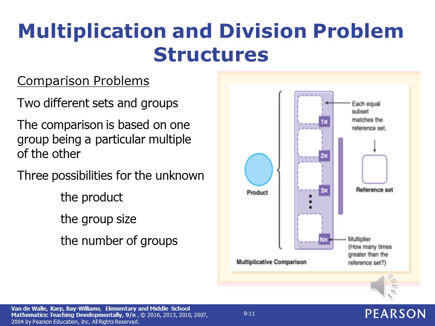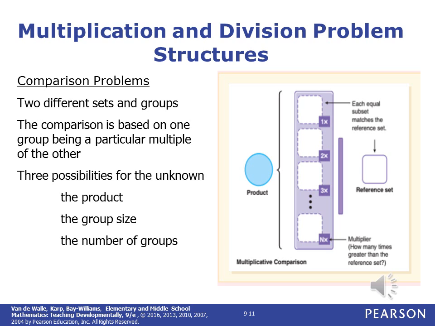With comparison problems, you're not necessarily looking at equal groups in a blatant way. Instead, the problem presents 2 groups whose size are being compared, for instance, and one is a multiple of the other. So the phrasing is different. And within these problems, there are 3 possibilities for the unknown. One could be the product. And here's an example of how an unknown product would be phrased.